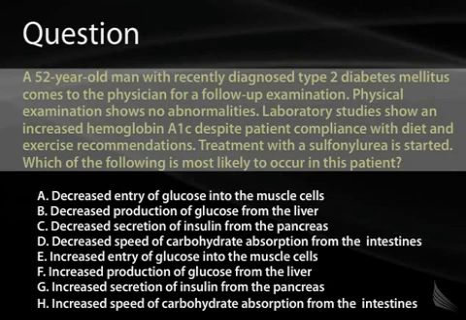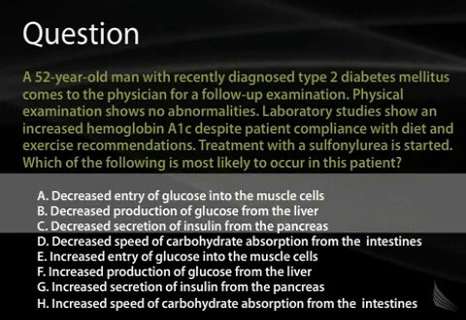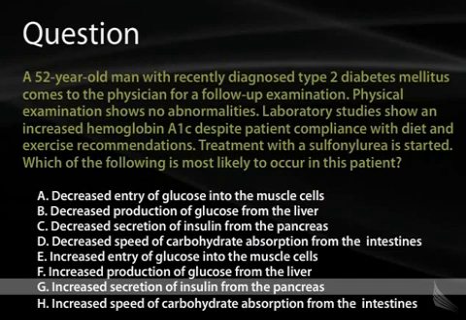So basically this question is asking what is the mechanism of action of sulfonylurea. If you look back on the previous slide, sulfonylureas work at the ATP-sensitive potassium channels, and they work by closing that channel. The closure of that channel results in the secretion of insulin, and so that is how sulfonylureas work. They close the ATP-sensitive potassium channel and thereby increase secretion of insulin from the pancreas, which is answer number G.